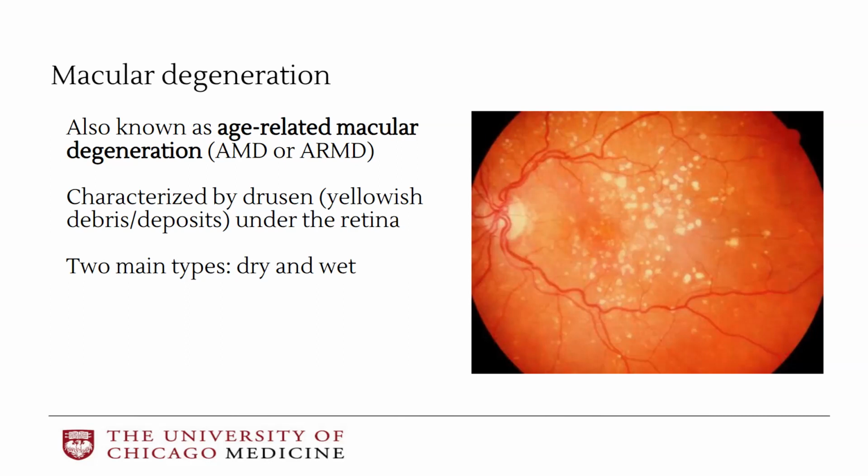Patients with macular degeneration can often get around just fine, but when doing fine visual tasks such as reading or knitting, or doing those things that require that fine central vision, those things become more difficult. There are two main types of macular degeneration. One is dry and the other is wet.